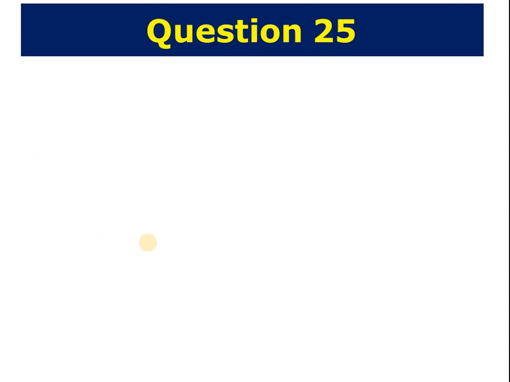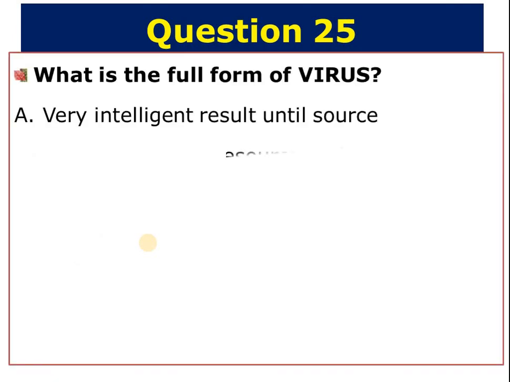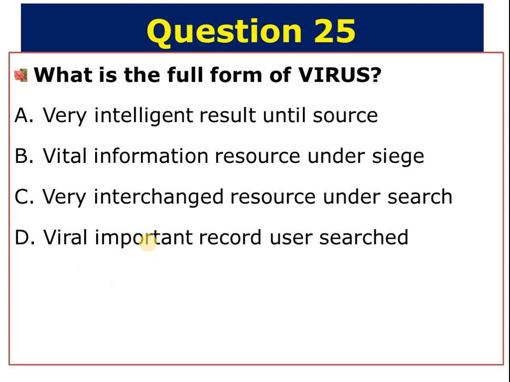The last question, question number 25, is the last but not the least. What's the full form of virus? A. Very intelligent result until source, B. Vital information resource under siege, C. Very interchanged resource under threat, D. Viral important record user searched. The answer is choice B. Virus means vital information resource under siege. It is its meaning.